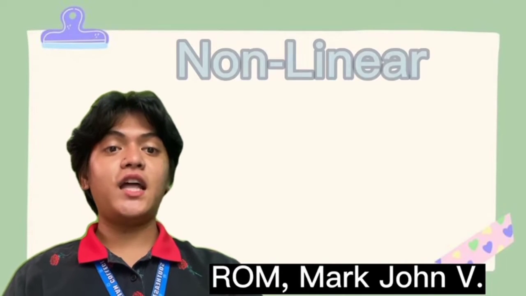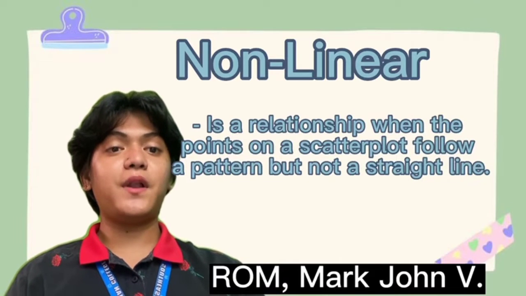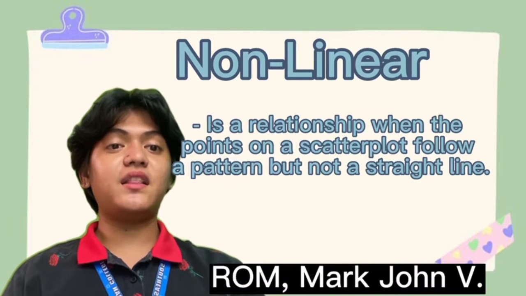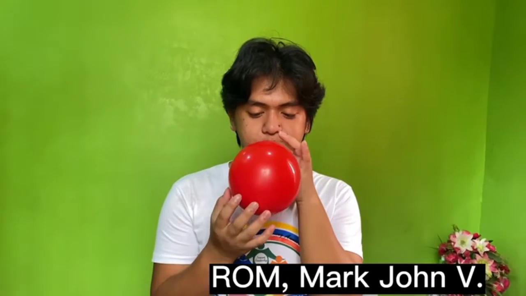Next is nonlinear. Nonlinear is a relationship when the points on a scatter plot follow a pattern but not a straight line. For example, inflating a balloon is an example of nonlinear.